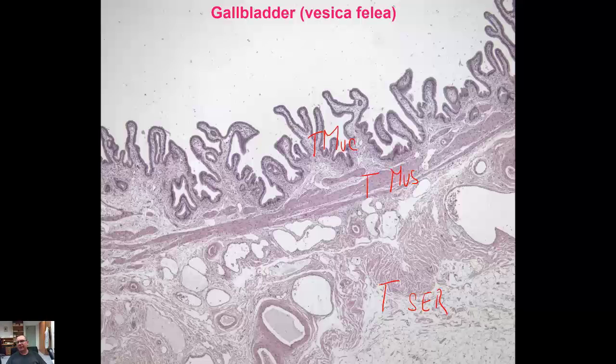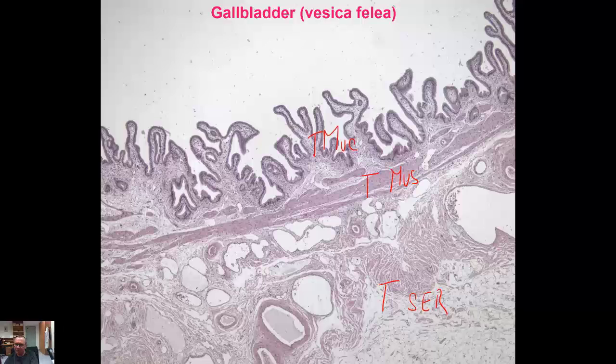So there isn't any tela submucosa. And also, Tunica mucosa is not so complicated as in the intestine or stomach because it has just 2 layers. Tunica mucosa is composed of an epithelial layer and lamina propria, and there isn't any lamina muscularis.